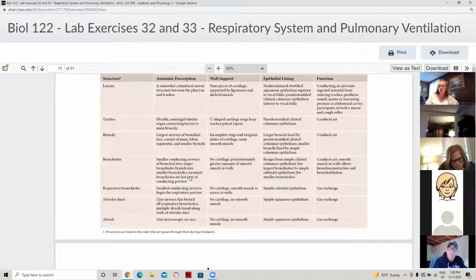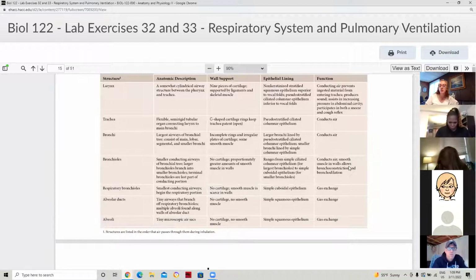Bronchioles have no cartilage in them. I don't know how correct that is. We'll go with it for right now. No cartilage in them. And conducts the air, and smooth muscle in the walls. Yeah, I guess it could be correct.